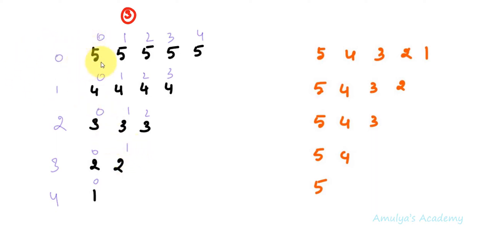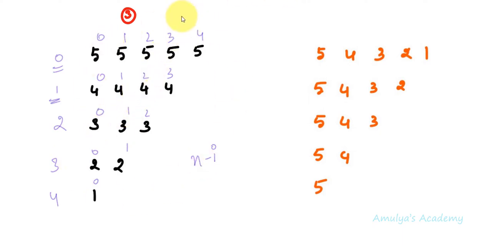Now let's see which value I want to print. When i is 0, I want to print 5. When i is 1, I want to print 4. When i is 2, we want to print 3. When i is 3, I want to print 2. When i is 4, I want to print 1. So now if I print n minus i value, we'll get this output when n value is 5.